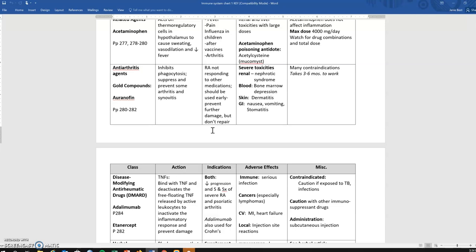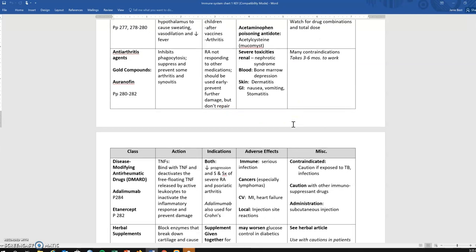There are several severe toxicities that are related to this drug, including nephrotic syndrome, bone marrow depression. It can cause dermatitis, and patients can develop nausea, vomiting, and stomatitis, which is inflammation of the mucous membranes of the GI tract. Because of the many contraindications, it's not given frequently, and individuals who are placed on gold compounds need to know that it takes about 3 to 6 months to see any effect in decreasing their pain.